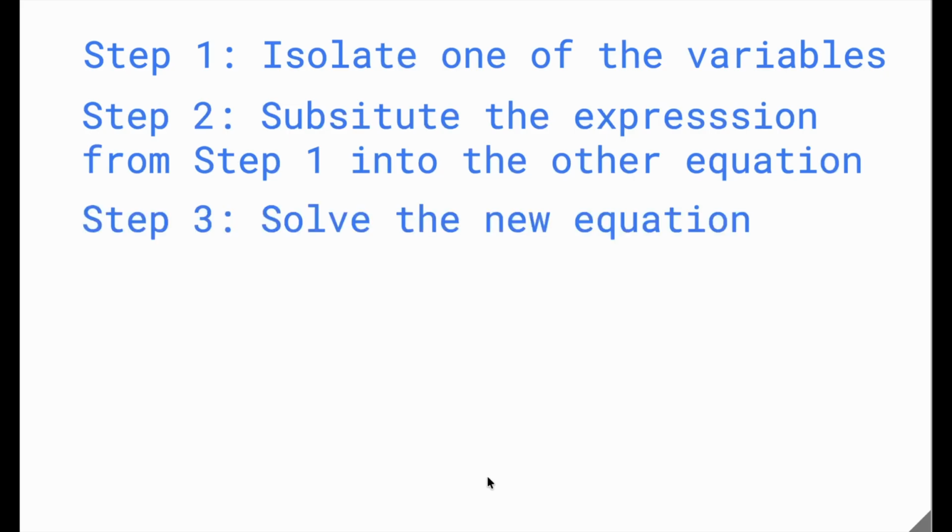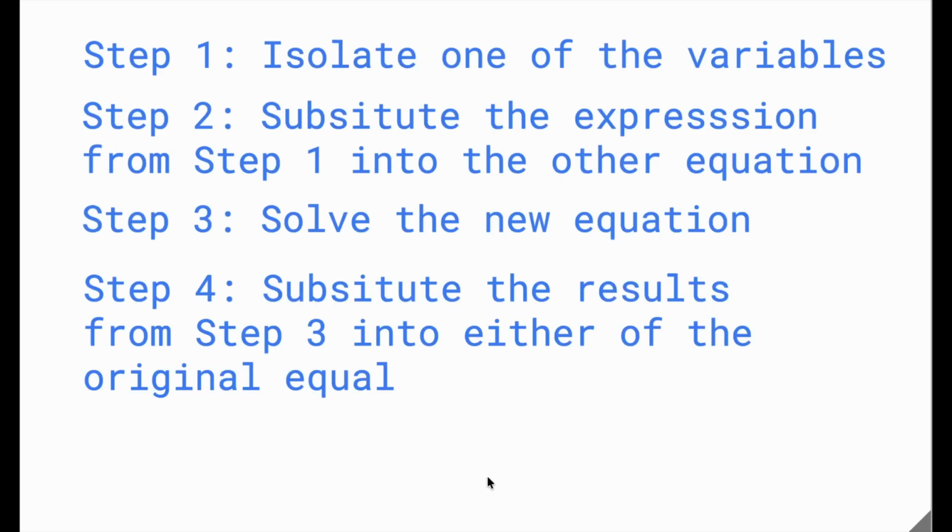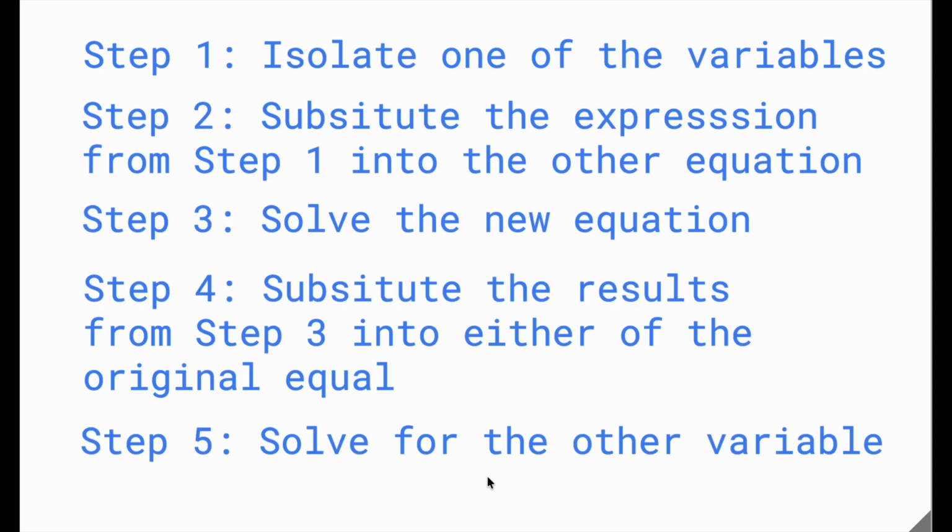And then step three, after you've done step two, you should only be dealing with one variable. Once you've substituted the expression into the other equation, you should have one variable that you're solving for. So you should be able to solve that, and then you should be able to substitute the result of step three into either of the equations in order to solve for the other variable. I know that's a lot of steps, and it'll make a little bit more sense when we get into some examples, so let me show some of those to you.